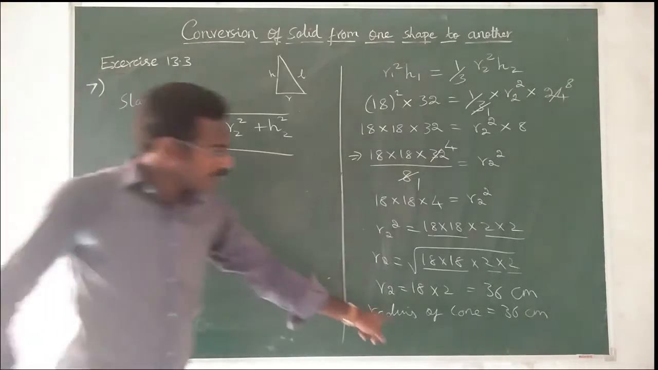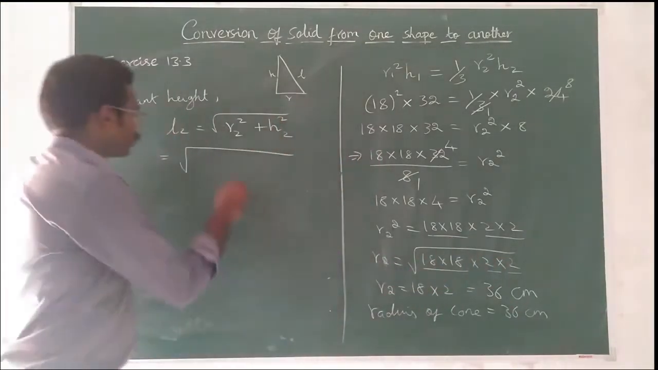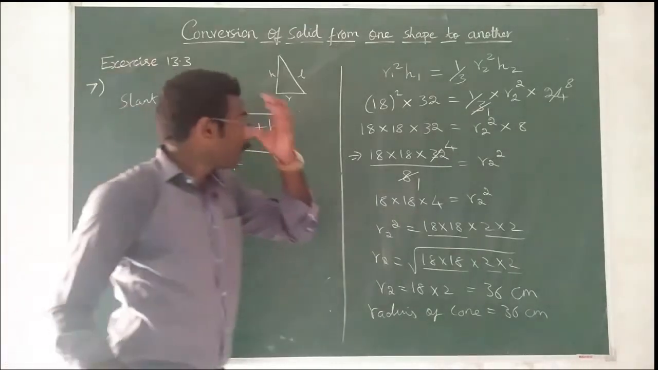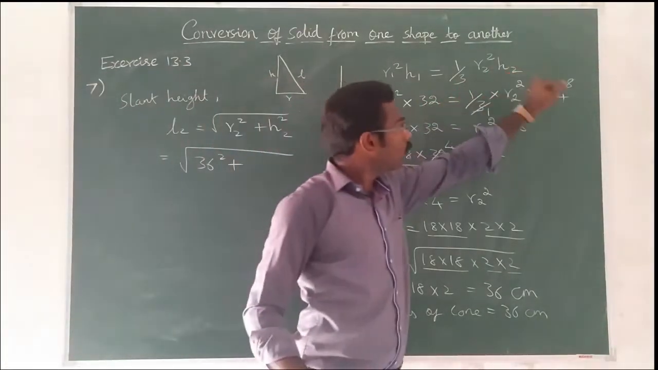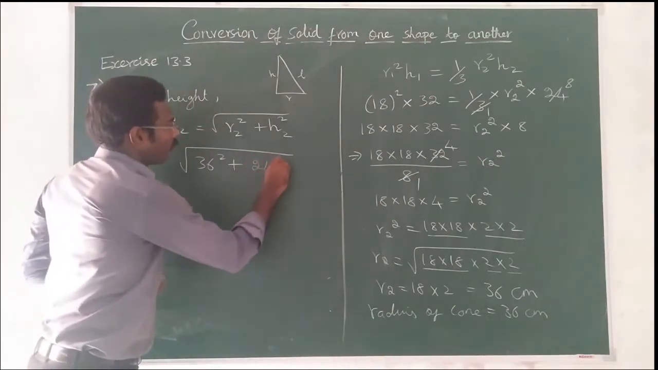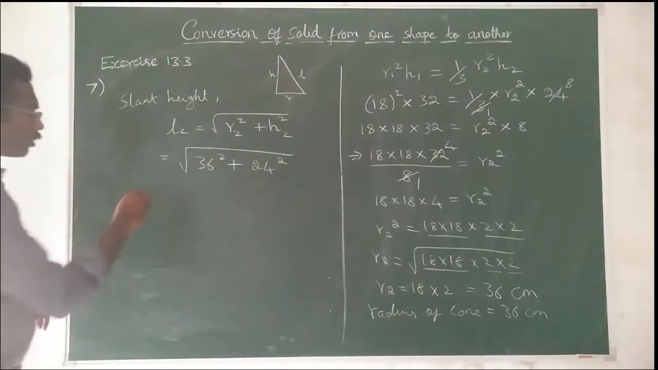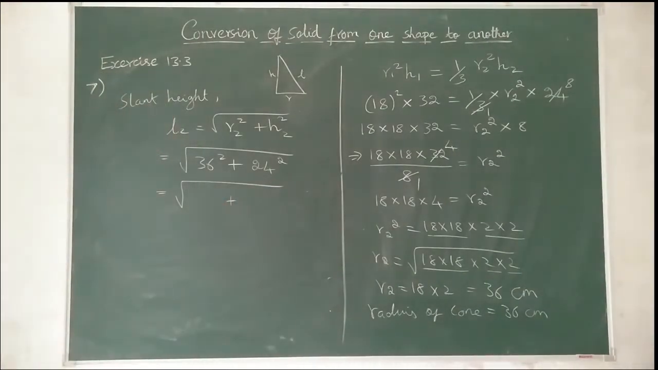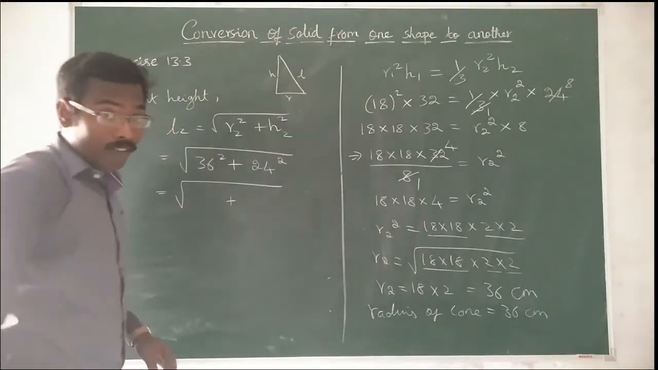So now that is equal to root of r2 square plus h square. What is r2? Radius is 36. So 36 square plus h, the height. What is the height? Height of the cone is 24. So 24 square. Okay, so 36 square plus 24 square. We need to simplify this.